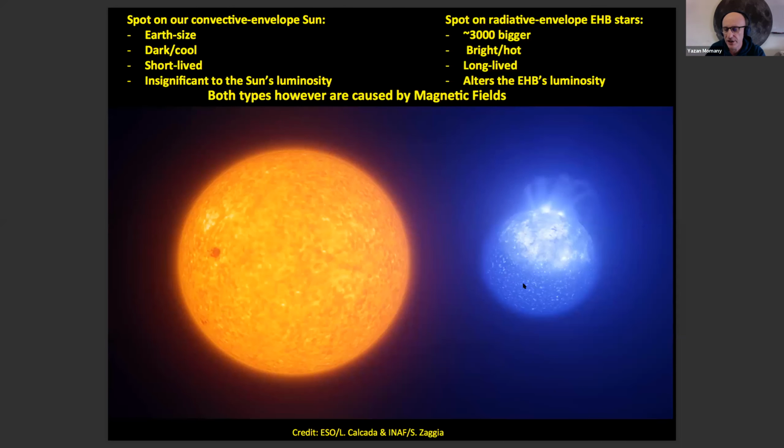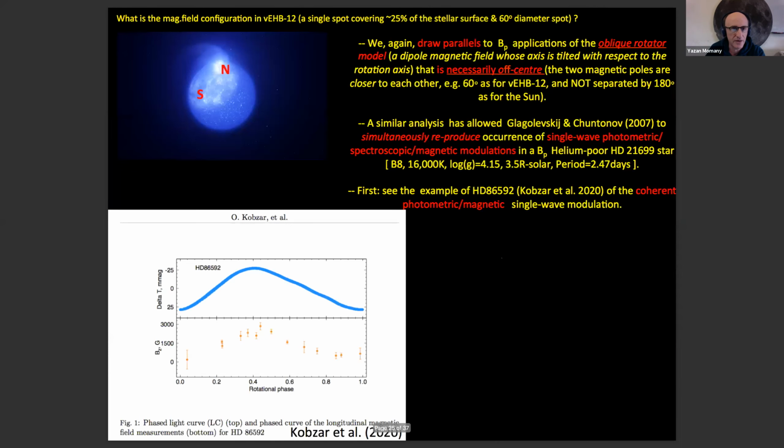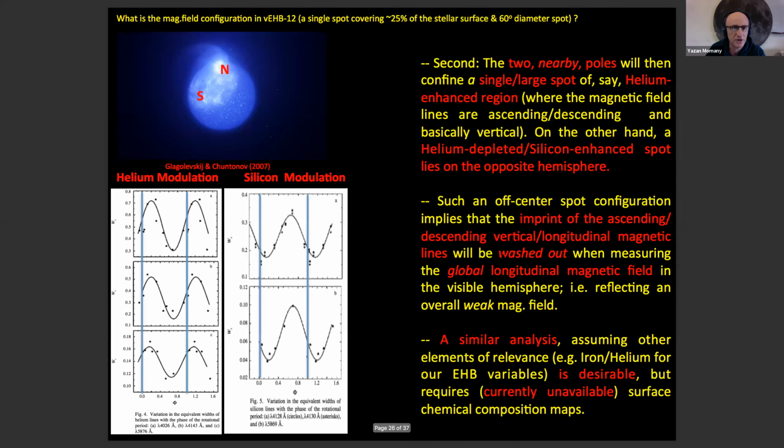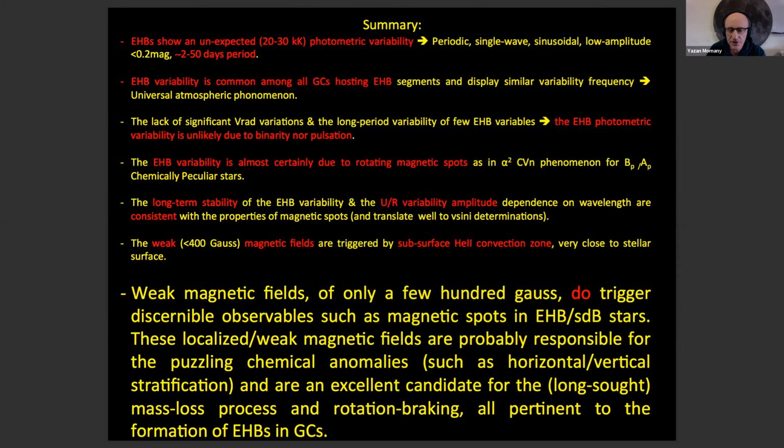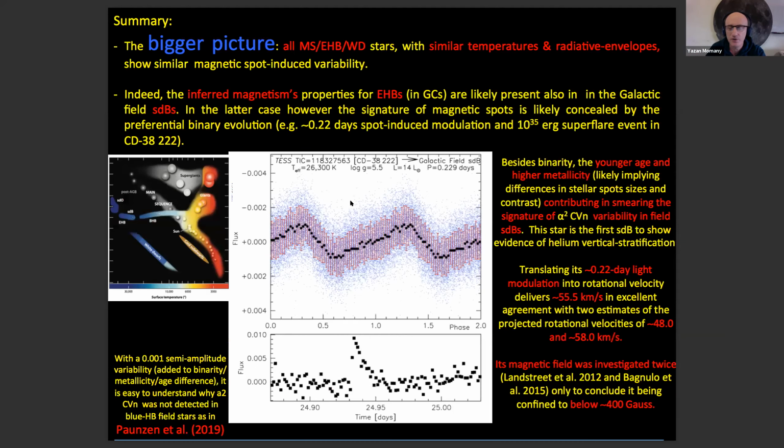So the spots we are detecting on extreme horizontal branch stars are bright and hot, long-lived, and they are much larger than one would see in the sun. Unfortunately, I will have to skip all this. So the bottom line result of our paper was that weak magnetic fields of only a few hundred Gauss do trigger observables that one can use to explain all the anomalies, chemical or photometric anomalies, that one can detect. So very quickly, for the bigger picture.